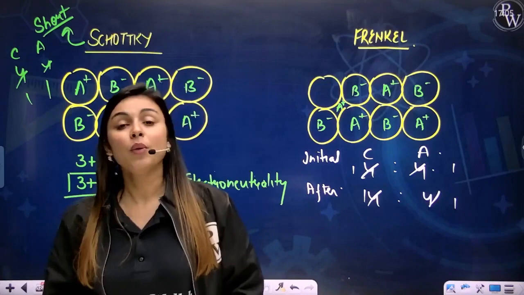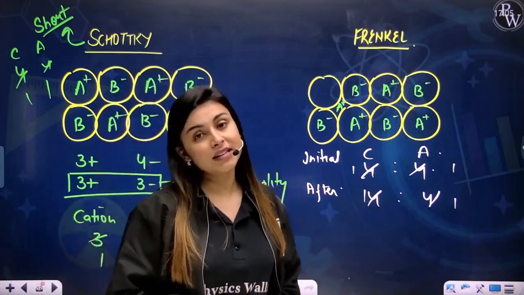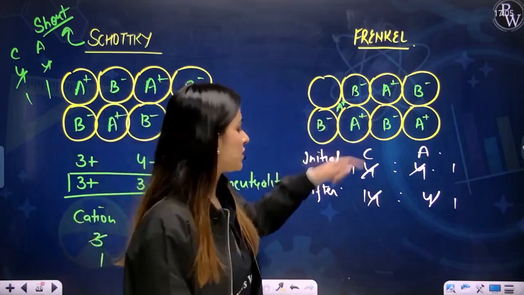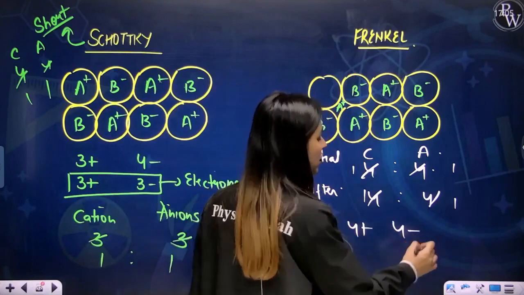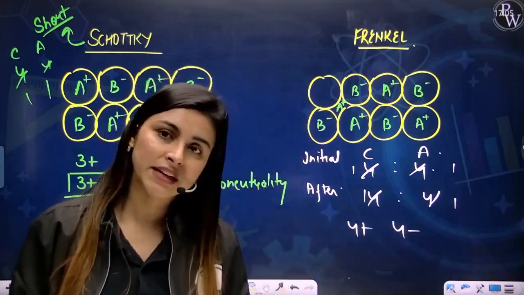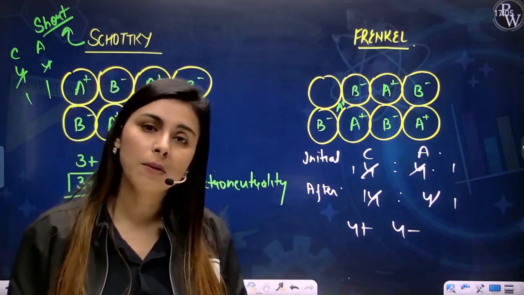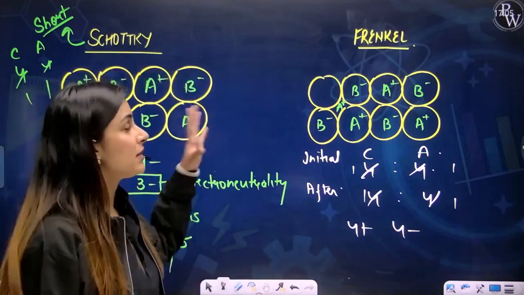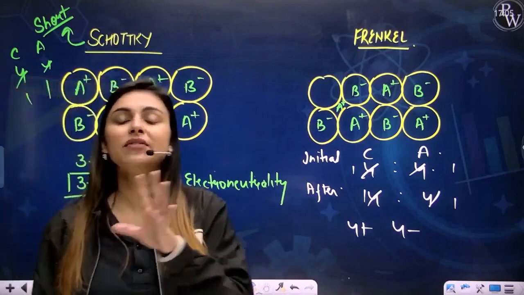Now let's see whether the total electroneutrality is maintained or not. You have 4 positive charges and you have 4 negative charges. So yes, electrical neutrality is also maintained, right? Yes. So this is the major difference between your Schottky defect and Frenkel defect.